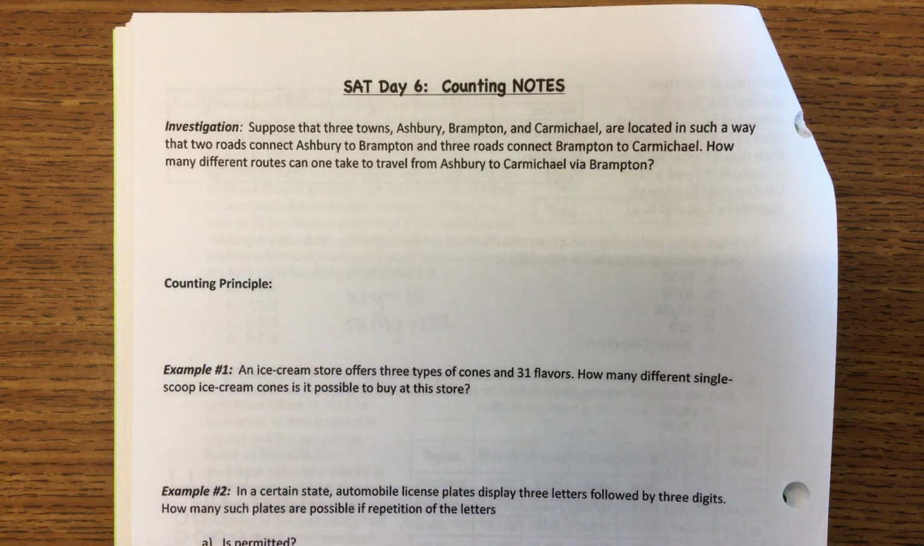So we're going to start out with an investigation, something where you guys are going to try to come up with the answer. Suppose that 3 towns, Ashbury, Brampton, and Carmichael, are located in such a way that 2 roads connect Ashbury to Brampton and 3 roads connect Brampton to Carmichael. How many different routes can one travel from Ashbury to Carmichael traveling via Brampton? It is a lot of words. Before you even jump in with numbers, what would be a good idea? Draw a picture. So try that right now. Take 30 seconds or a minute, come up with a picture, and try to come up with a calculation.